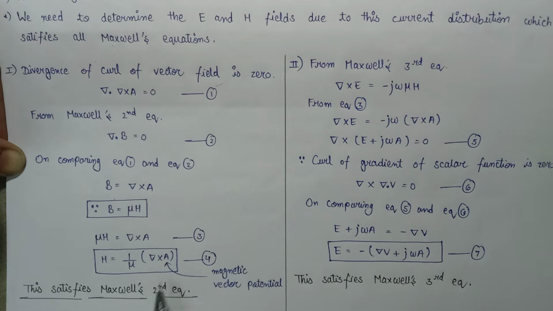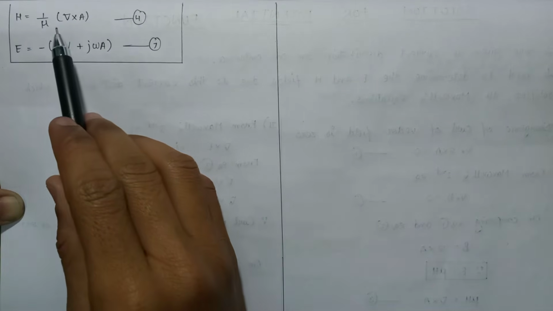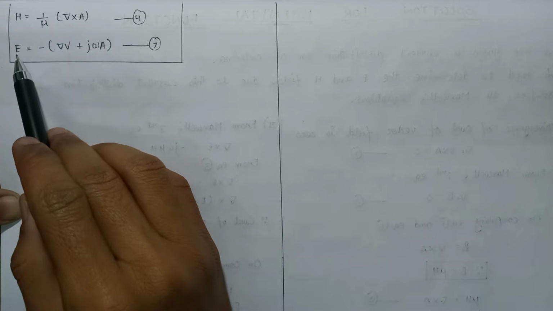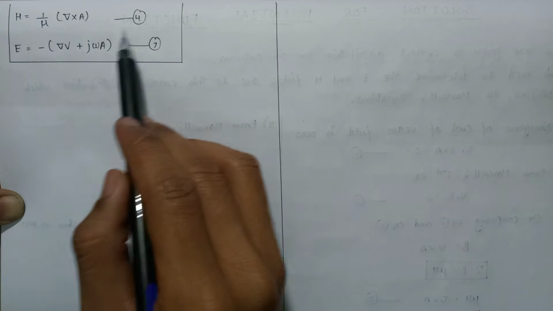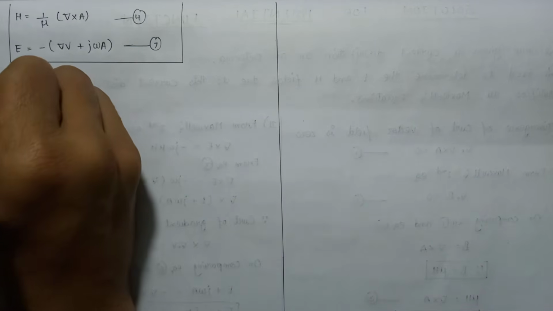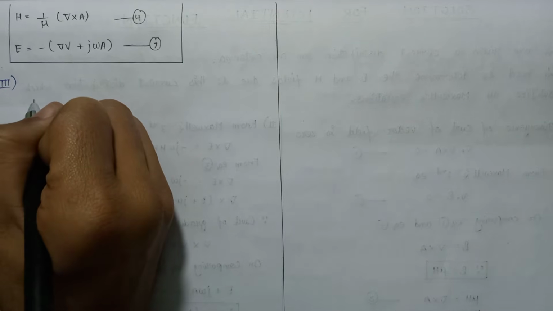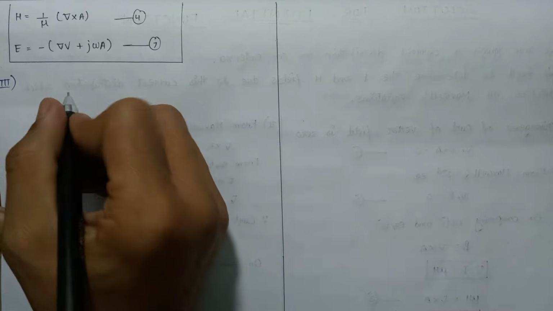So till now Maxwell's second equation and Maxwell's third equation are satisfied, and we will also satisfy the remaining two equations, that is the first and fourth equations of Maxwell. These are the two equations we derived, first for the magnetic field and second for the electric field, that is equation number 4 and equation number 7. Let's satisfy the other Maxwell equations. This is our third step, in which we will satisfy Maxwell's fourth equation.